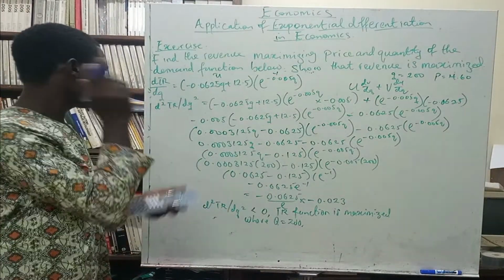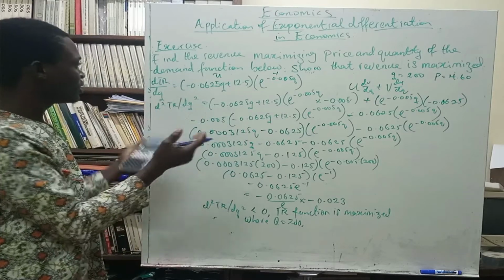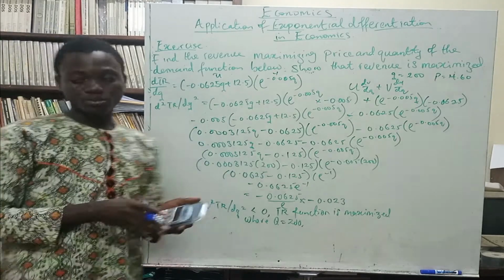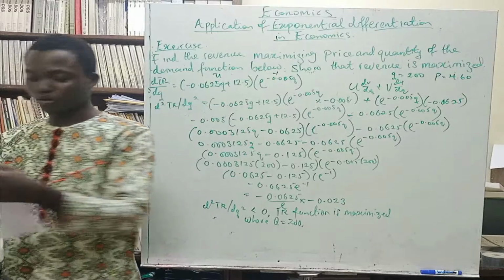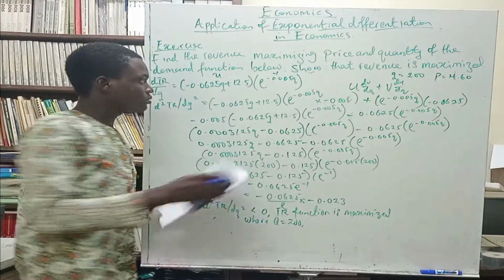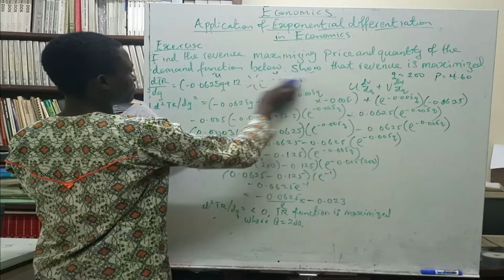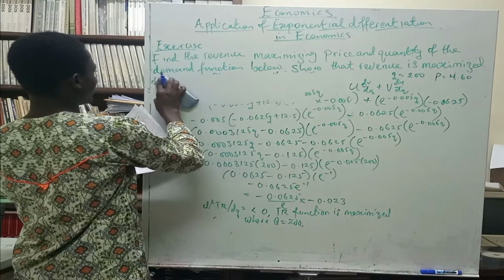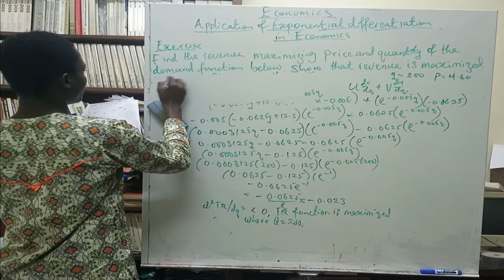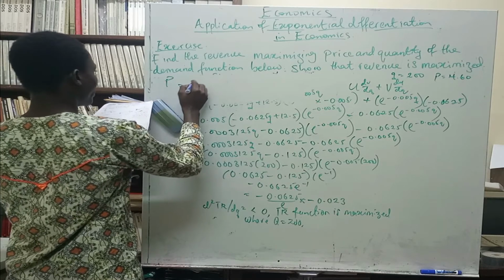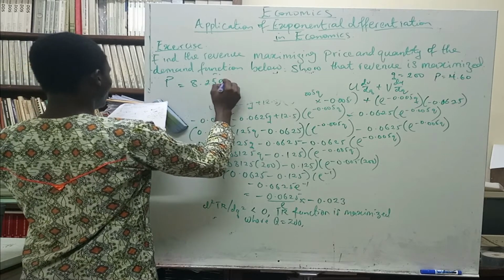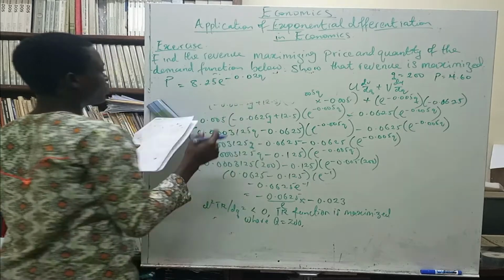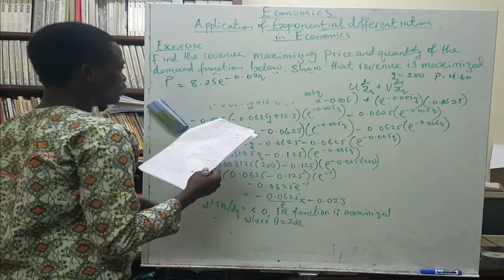So what the assignment now is going to be is more or less the same question. You find the revenue maximizing price and quantity of the demand function below. So I'm going to write the demand function out. The demand function is going to be P equals 8.25e raised to power minus 0.02q. When you are done with it, also show that the revenue is maximized.